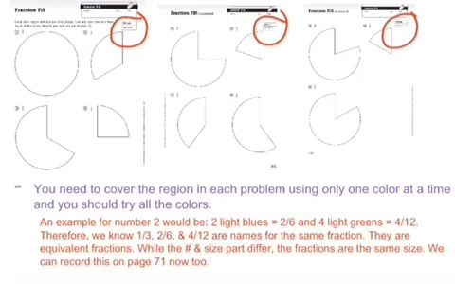Okay, so another thing that we want to look at right now is that you're looking to do some fraction filling. This would help you very much to be able to fill out the journal page that I was just showing you, page 71. So notice that they're telling you the whole is the red circle for each of these pages that are in this lesson. And they're looking for you to cover each region with fraction circle pieces using only one color at a time.